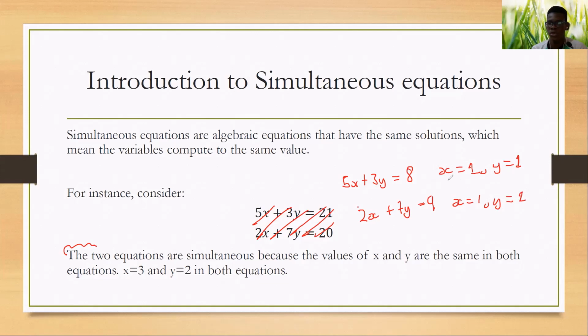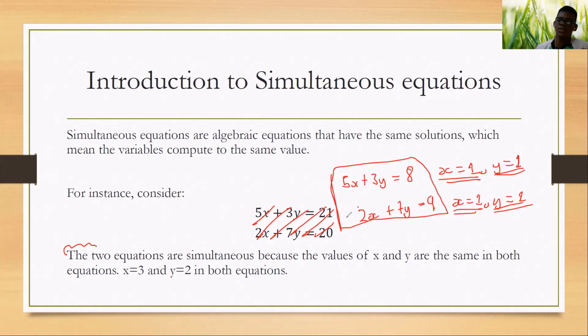Which means that for these two equations, what you notice is that x is the same value. In other words, they have the same solution, right? They have the same solution for x and the same solution for y. And those are what we call simultaneous equations. So these two equations are a pair of simultaneous equations. That's what it means when we're looking at simultaneous equations.